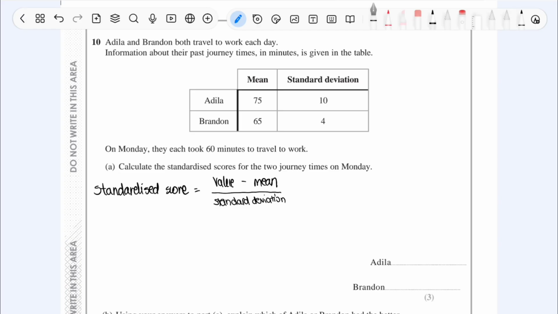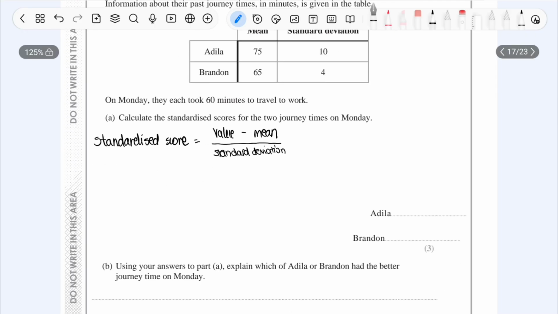The idea is that it's a bit like standard deviation if you think about it. It's a similar measure, and the idea is you can compare two data sets together because of this. So we need to calculate the standardized scores for each of the two journey times. Let's do it for Adila first. I'll double check, but I think you need to remember this formula. I don't think it's given in the formula book or anywhere else.